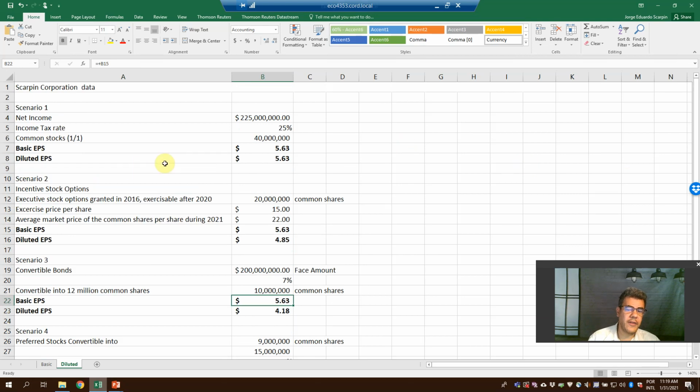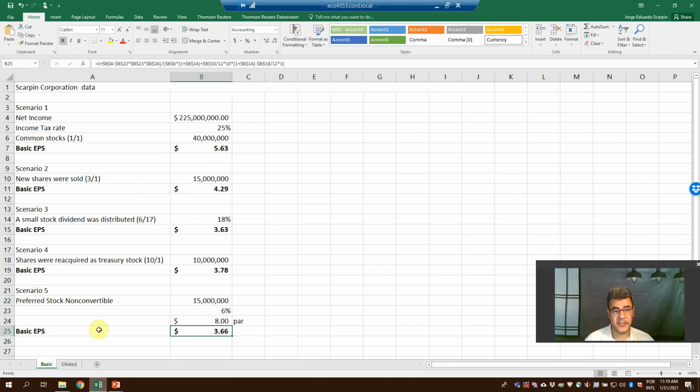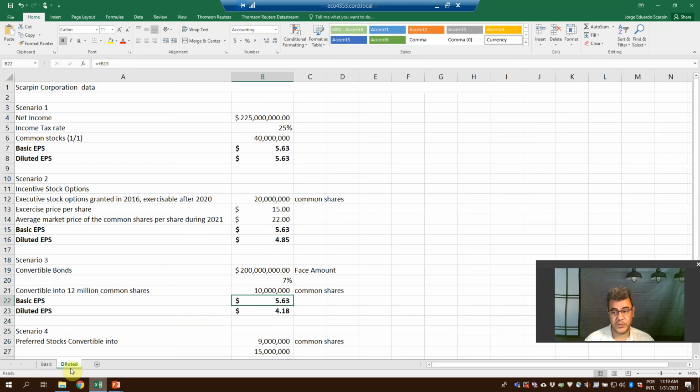So let's start with the first scenario. Net income 225 million, income tax rate 25%, we will use it. Common stock 40 million shares. Basic and diluted earnings per share will be the same. And by the way, guys, we have the basic earnings per share here too, so we use the same Excel file for both videos.